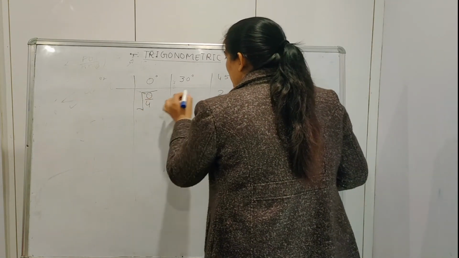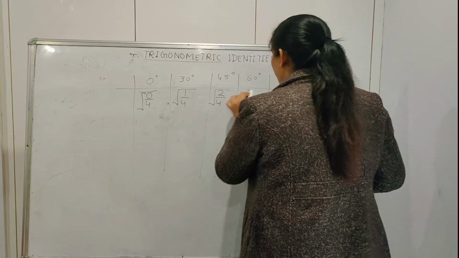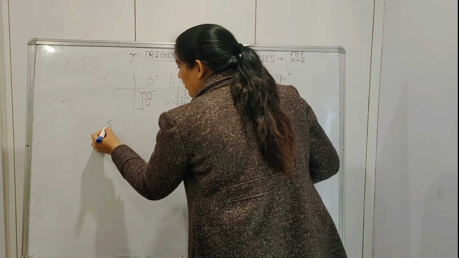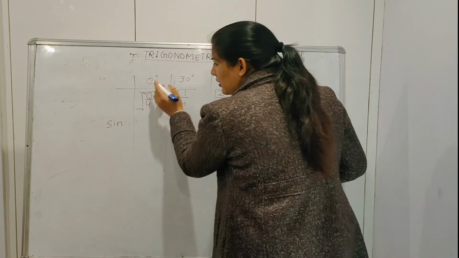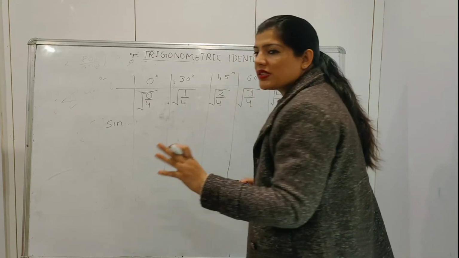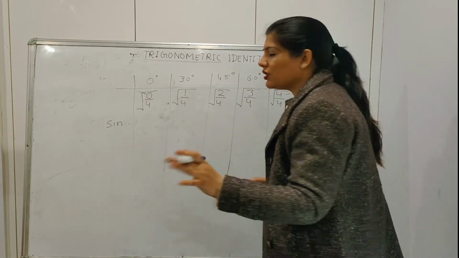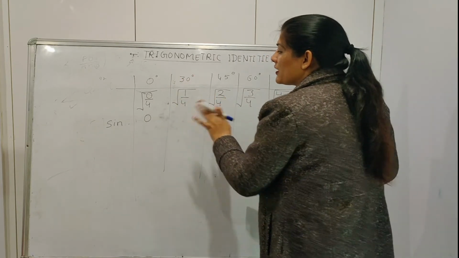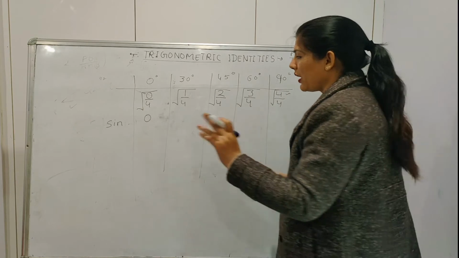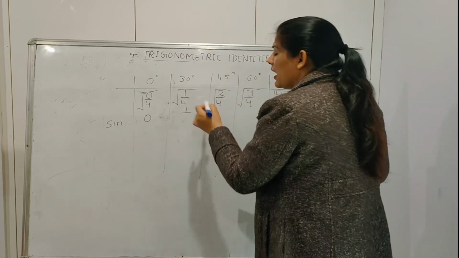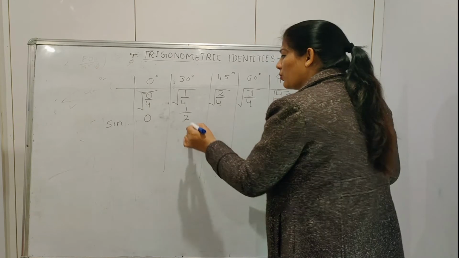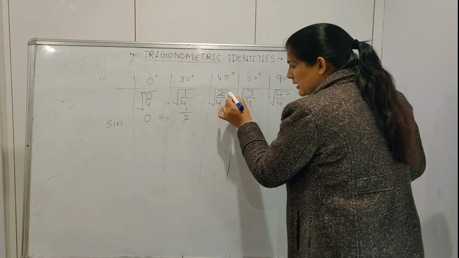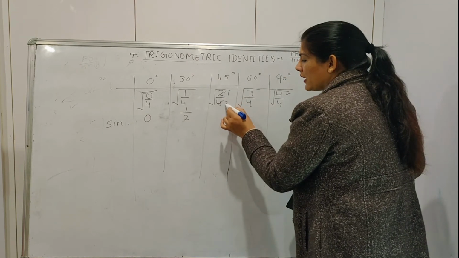If you take the square root of these fractions, they will give you the value of sine. So I write sine here. So sine 0 is equal to 0 upon 4 is 0, and the square root of 0 is also 0. So sine 0 is equal to 0 here. And what is the square root of 1 by 4? The square root of 1 is always equal to 1 and the square root of 4 is 2. So sine 30 is equal to 1 upon 2. Now simplify it. 2 1s are 2 and 2 2s are 4.